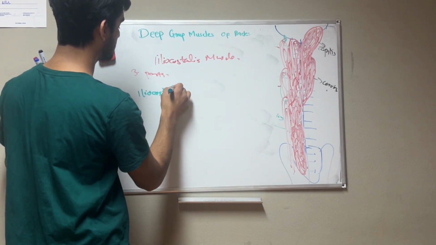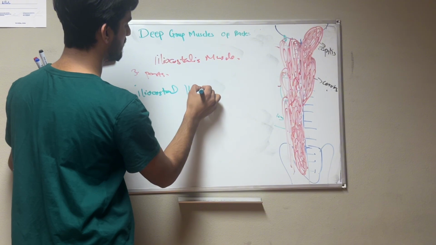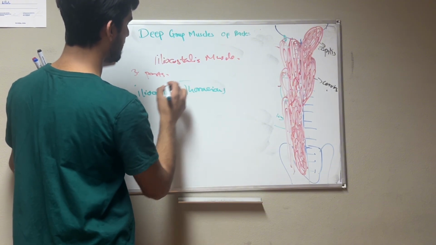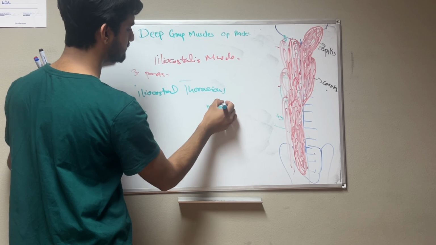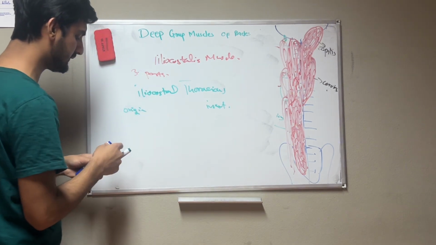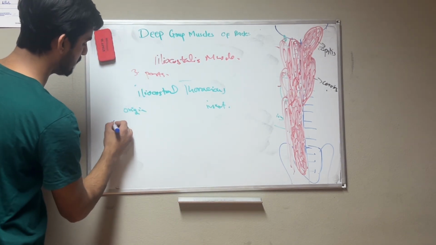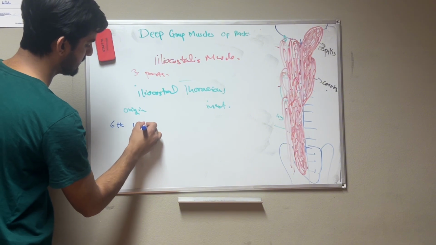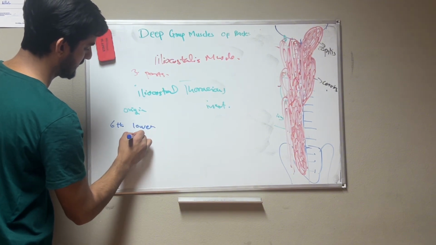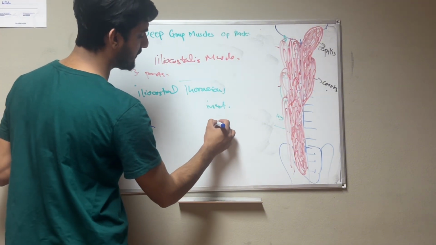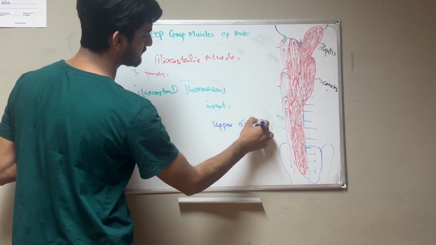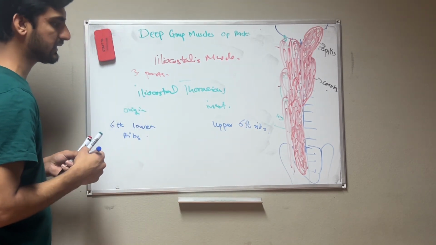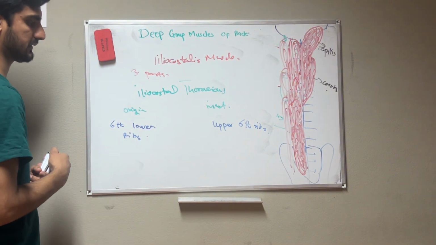Iliocostalis thoracis, we have origin and insertion, very simple. Origin from the lower 6 ribs and inserts into the upper 6 ribs. These are the thoracic region.